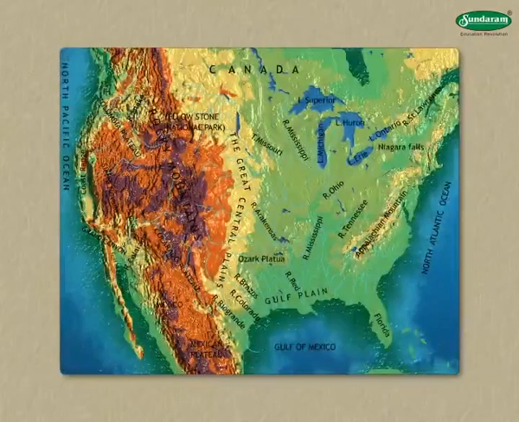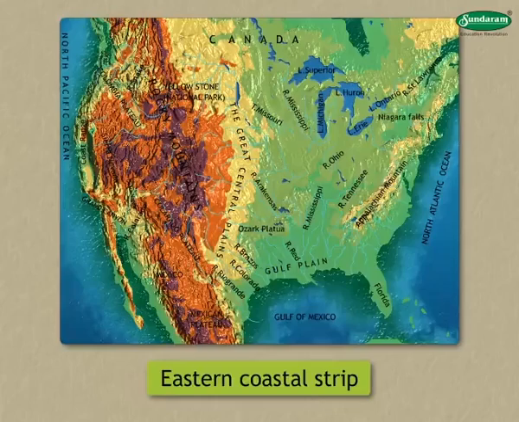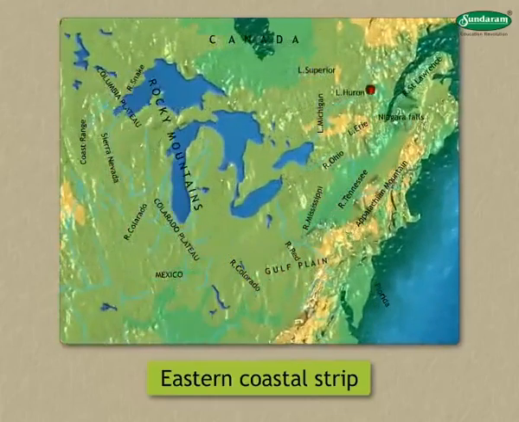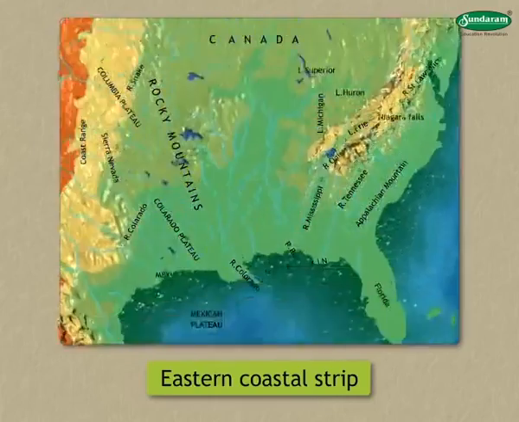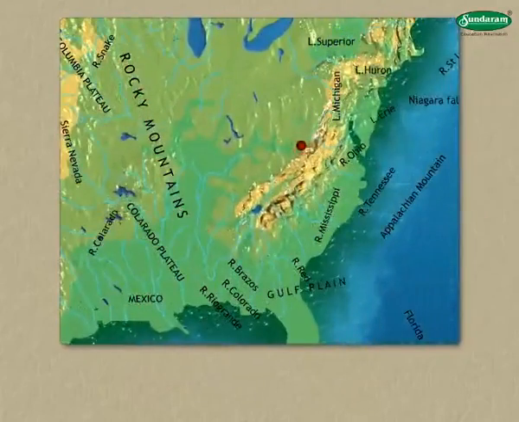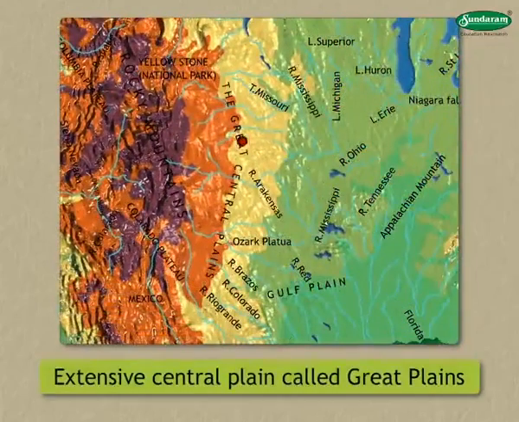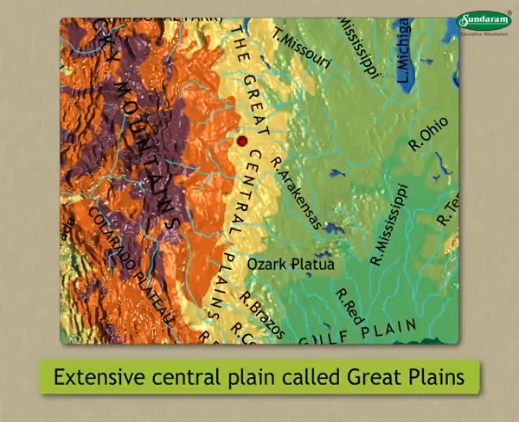Due to its vast extent, this country has a diversified physiography. The eastern coastal strip extends from the mouth of River St. Lawrence in the north to the Mexican Gulf in the south. Between the Appalachian Mountains in the east and the Rocky Mountains in the west, there is an extensive central plain. It is called Great Plains.